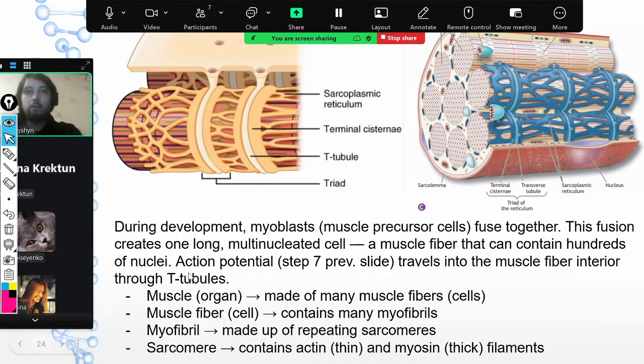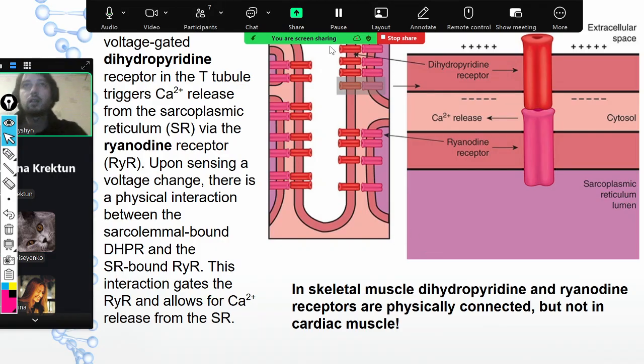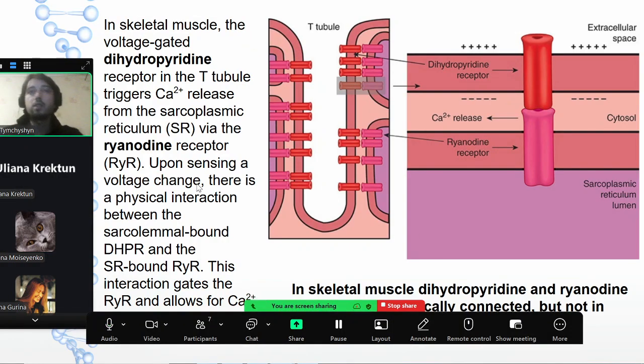And here are just a few notions for you, just to keep a record of some terms that we are using. So muscle is an organ, it's made of many muscle fibers. A muscle fiber contains many myofibrils. Myofibrils are made up of repeating sarcomeres, and a sarcomere contains actin, the thin filaments, and myosin, the thick filaments. Okay, we will get to those details in a moment.